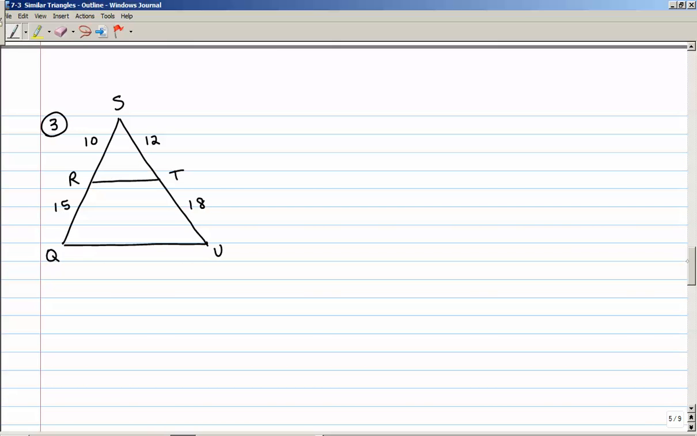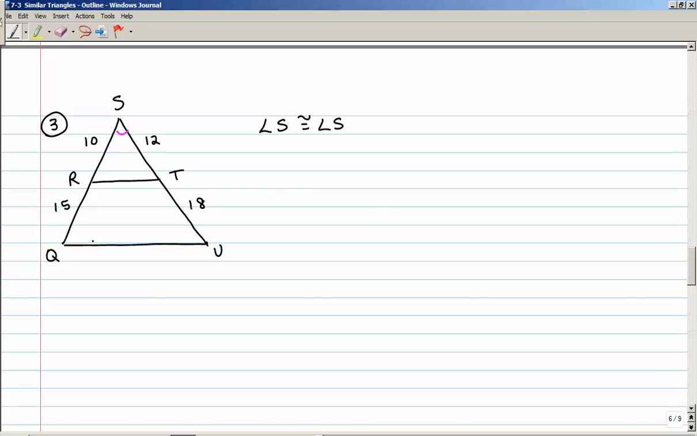And our third example here is kind of like a triangle within a triangle. So I have triangle SQU and triangle SRT. So I need to say, are those two similar to each other? Well, the first thing I know is that angle S is a part of each triangle, and so angle S is actually congruent to itself. Notice that is an angle in triangle SRT, and it's also an angle in triangle SQU.